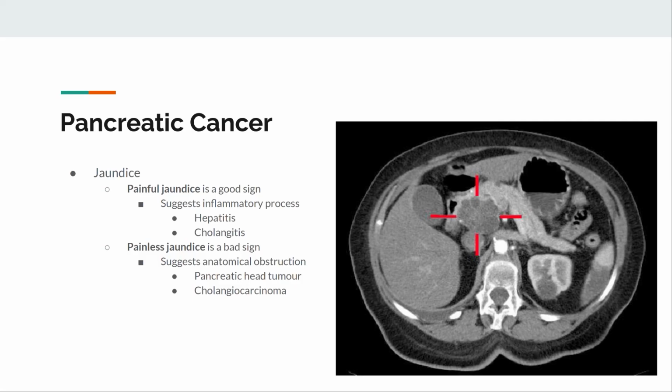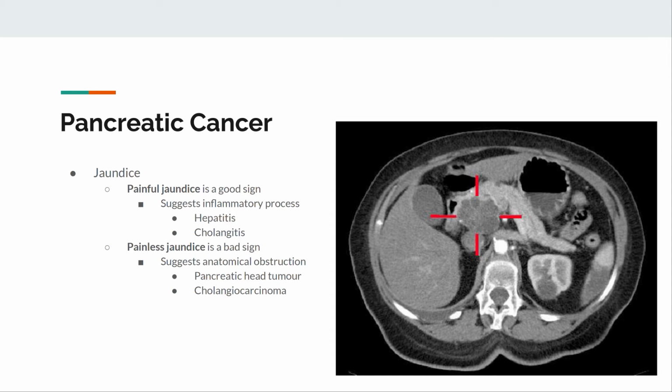Pancreatic cancer is just good to have a general idea that there's two forms of jaundice. There's painful jaundice and then there's painless jaundice. And painful jaundice is great. You've got hepatitis or you've got cholangitis from a choledocholithiasis that has gotten inflamed and infected. You can fix these things. Maybe not hepatitis, but yeah.